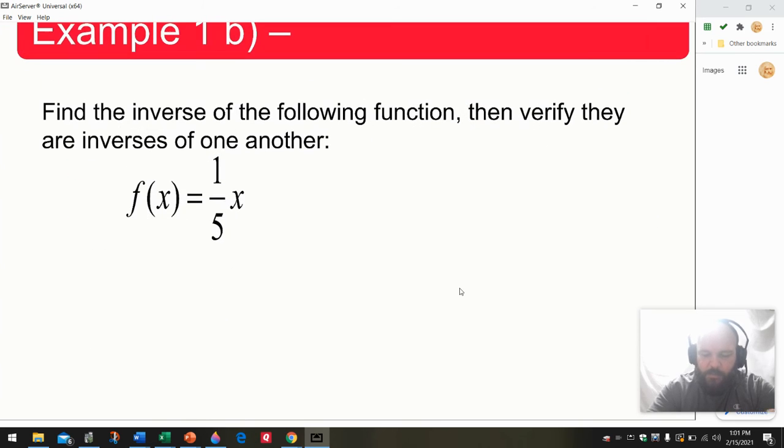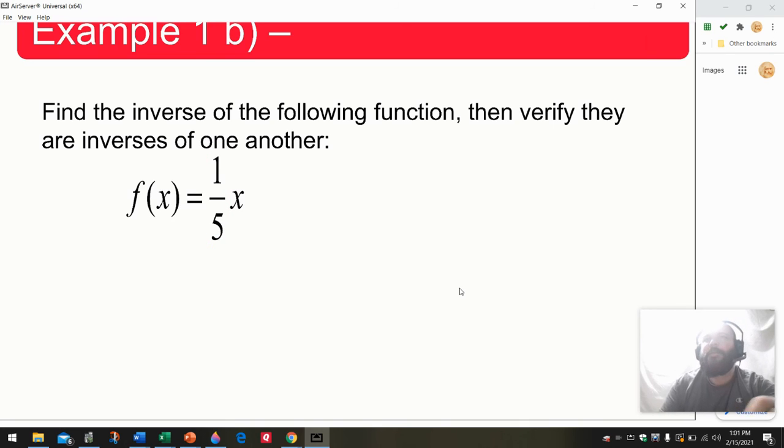Here's another example. So this says find the inverse of the following function, then verify they are inverses of one another. So this particular one is f of x equals 1/5 x. So I'm taking and I'm multiplying by 1/5.